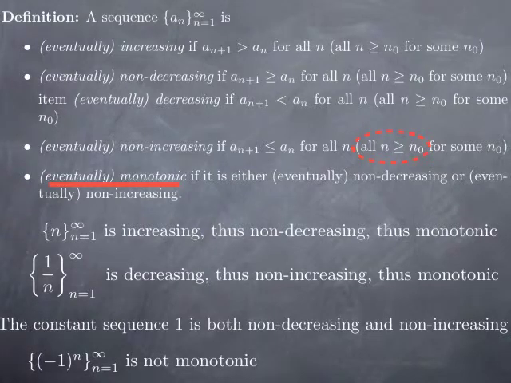If you take the sequence (-1)^n, that means it's a sequence that takes the values -1, 1, -1, 1, and keeps alternating between -1 and 1. It is not monotonic because the values alternately increase and decrease.